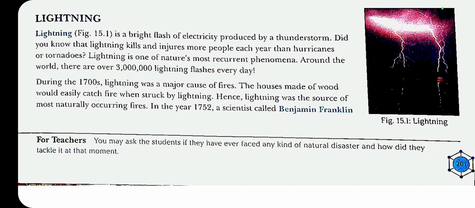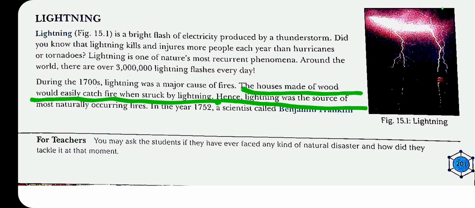During the 1700s, the houses were made of wood and would easily catch fire when struck by lightning. Hence, lightning was the source of most naturally occurring fires. So, during the 1700s, houses were not made of iron and cement but rather wood. And we all know that wood is a combustible substance which catches fire easily.